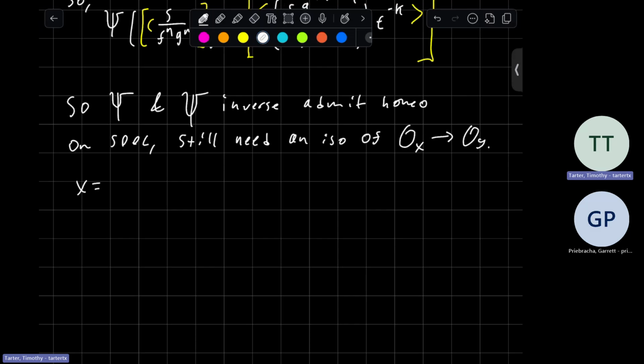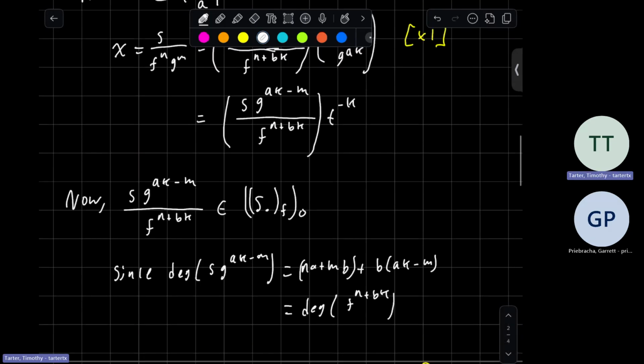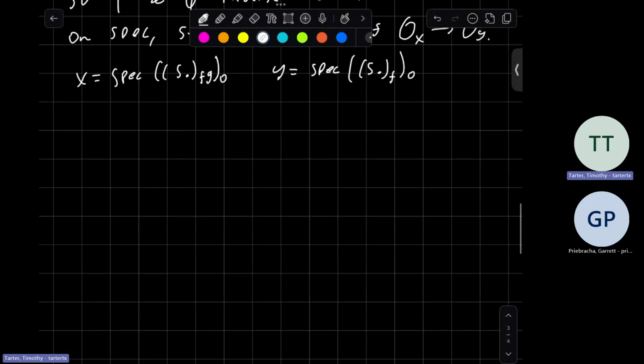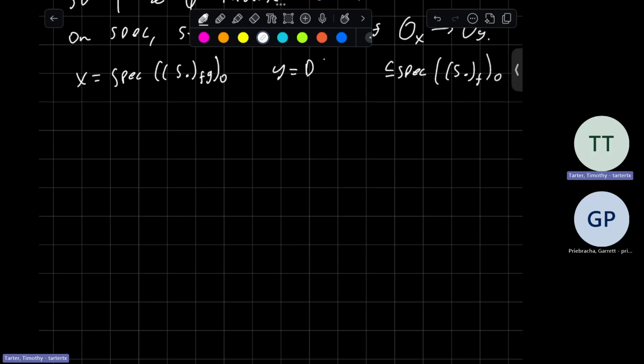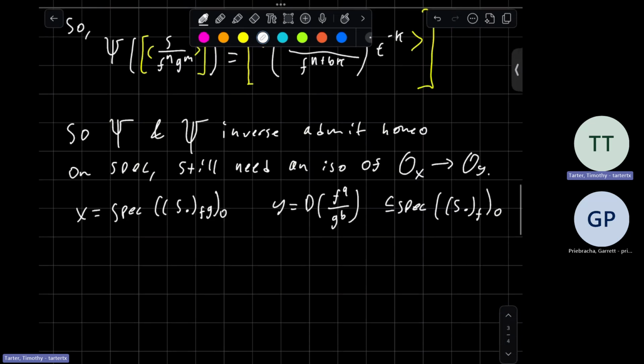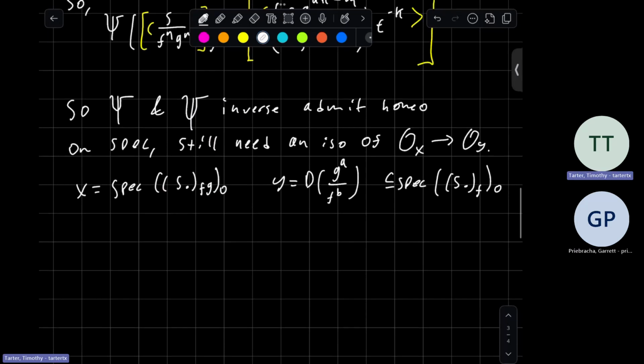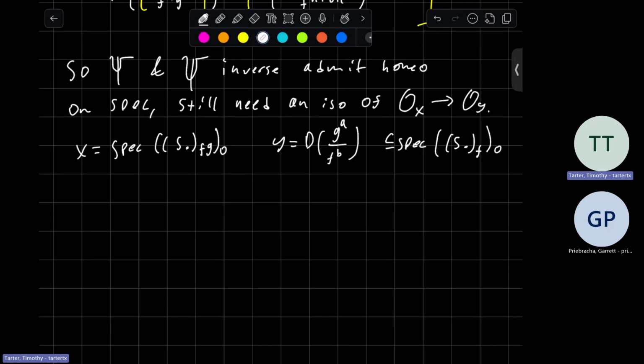where X is spec S F G 0, Y is spec, and it's not that, it is D of F to the A, G to the B, G to the A, F to the B. Hold on. G to the A, F to the B. Okay.